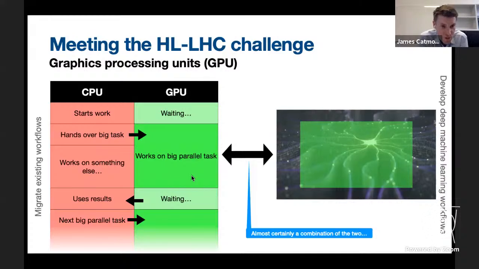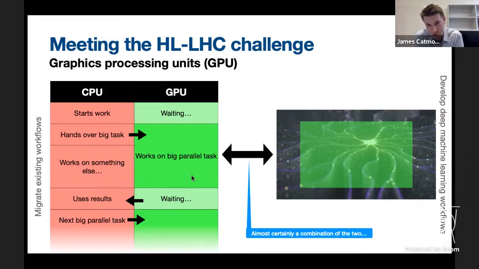The first is to try to migrate our existing workflows so that the CPU and the GPU would work hand in hand. So the CPU would start work, it would come across some big parallel task that it would be quite slow at doing, and it would hand that over to the GPU, which will work on this big parallel task. And whilst it's working on this big parallel task, the CPU can just work on something else in the software. And once the GPU is finished, the CPU can use the results that it has produced, and then it can pass on to the next big parallel task.